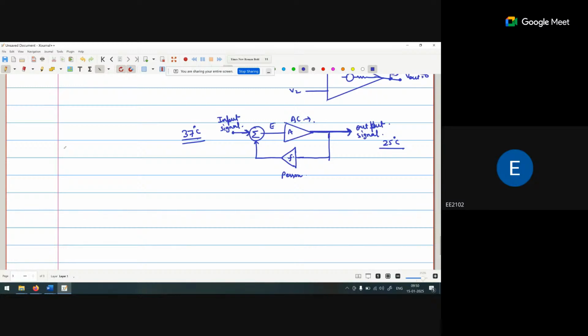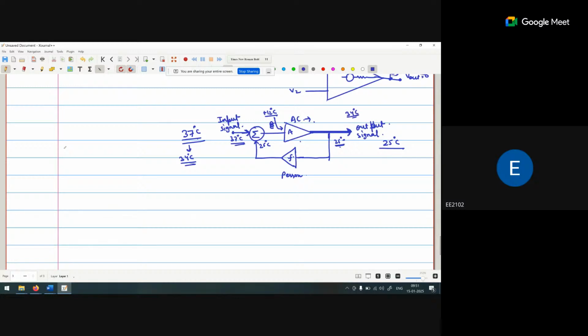This is 25 degrees. I require 25 degrees. Now I compare this 25 degrees with the 37 degrees. So I find my temperature is higher. How much? 12 degrees. So according to this, this signal will go through this path, and the temperature will start reducing. So basically 37 to 34 degrees. My room temperature is now 34 degrees.